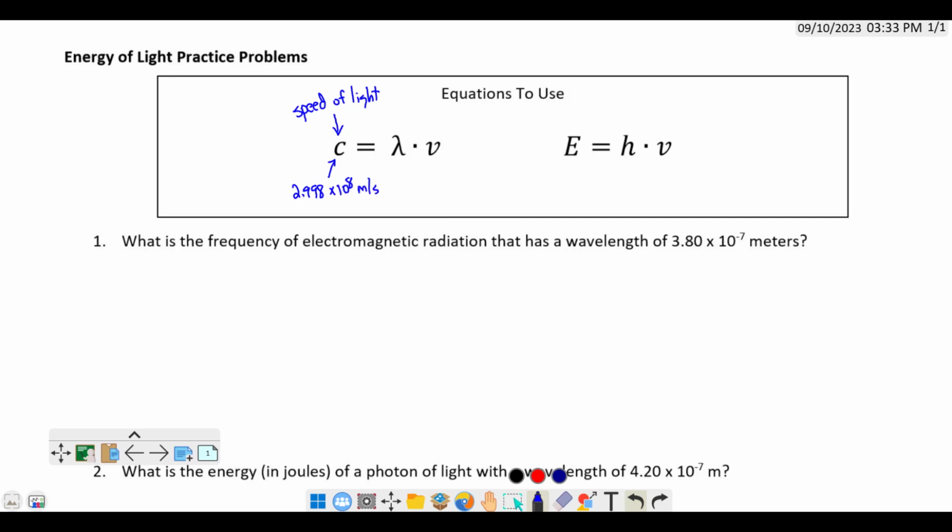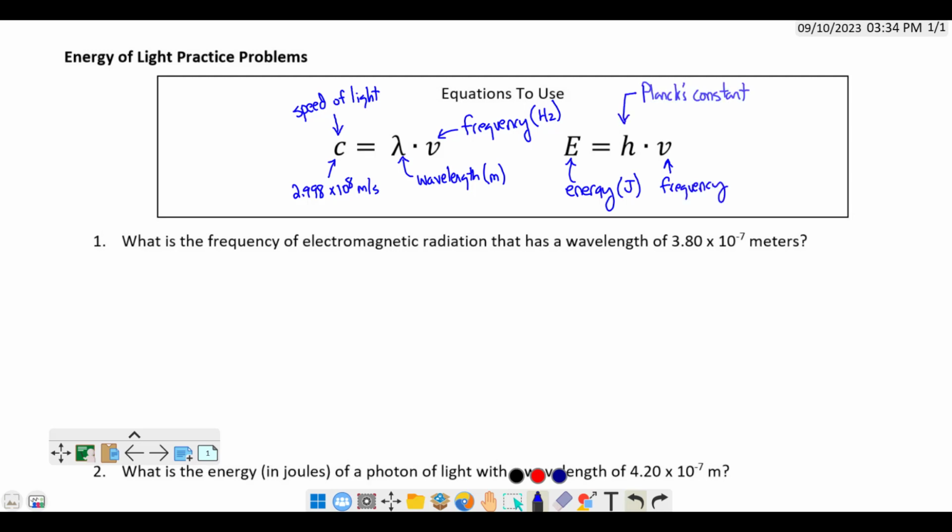Now over here, this little symbol, we got that back in the notes, that's wavelength, and that gets measured in meters. And then the v right here, that's frequency, and that gets measured in a unit called hertz, Hz. Now over on this equation, that's energy, that gets measured in joules. Then this is frequency again, same as it was. And this value right here, lowercase h, that's called Planck's constant, and that's a value of 6.626 times 10 to the negative 34th joules times seconds.